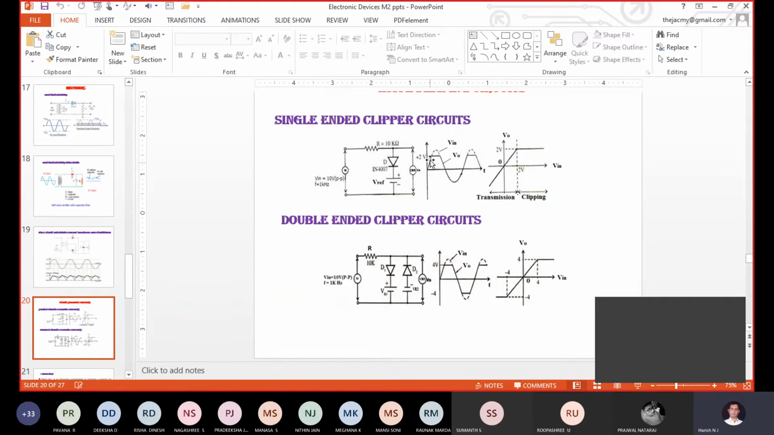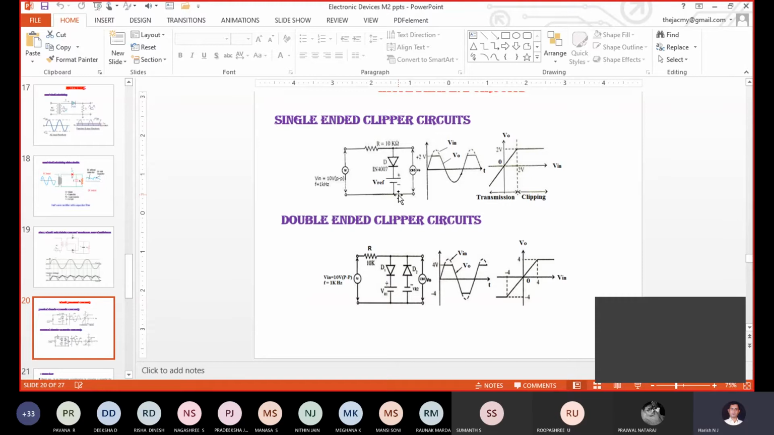Correct. So how are we going to achieve this particular position with the help of V reference as well as the cut-in voltage of the diode? Let us take the cut-in voltage of the diode to be equal to 0.6, if it is a silicon diode. I want to clip at 2 volt, so how much voltage do I need to set for the V reference?